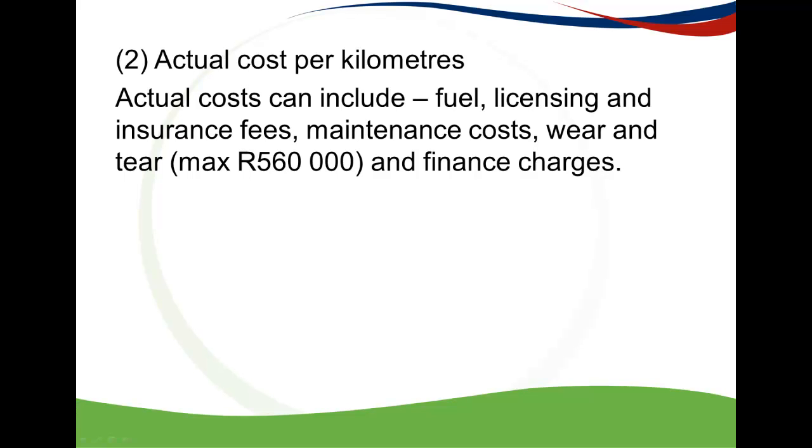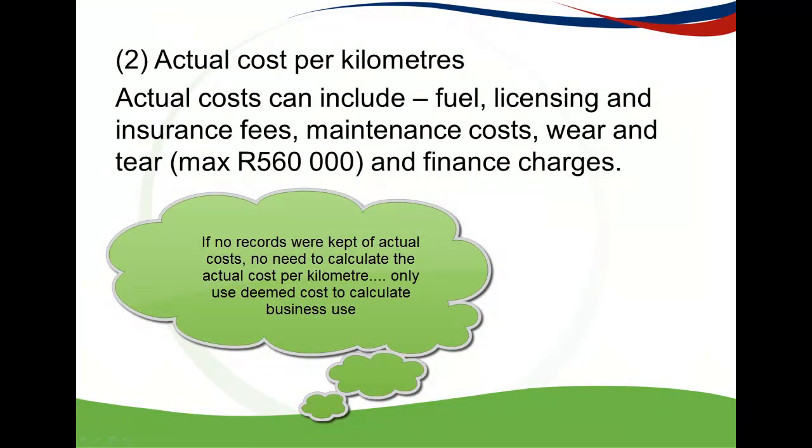Accurate records need to be kept of this actual cost, and if you did not, you cannot calculate this actual cost per kilometre. It's not the end of the world if you don't have accurate records, then you just don't go and calculate step 2, which is the actual cost per kilometre. Then you only use the deemed cost. So in other words, then your actual cost would be 0 if you didn't keep records.